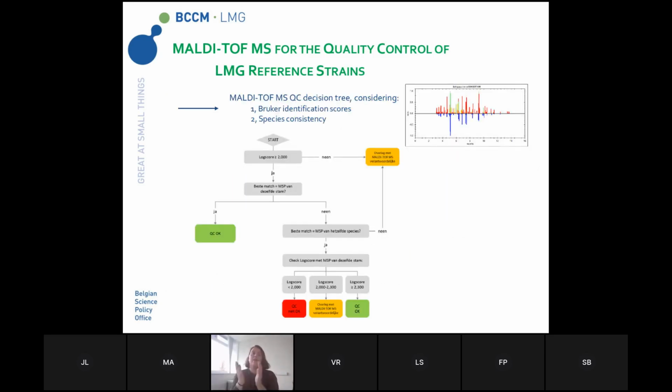At the end, we have our MALDI-TOF MS decision tree. So we made the comparisons with each other, with the databases, and then we get the 2 parameters again, as you would have for an identification step or an identification process. So we use our log scores, the Bruker identification scores, and the species consistency scores, and we go through a decision tree. My apologies, the decision tree is in Dutch, but the main focus should go on, okay, both parameters are taken into account, and if there is something wrong, the MALDI-TOF MS responsible is contacted, as well as the curator, to find out what could have gone wrong. Of course, we have more good flows than we have bad flows.